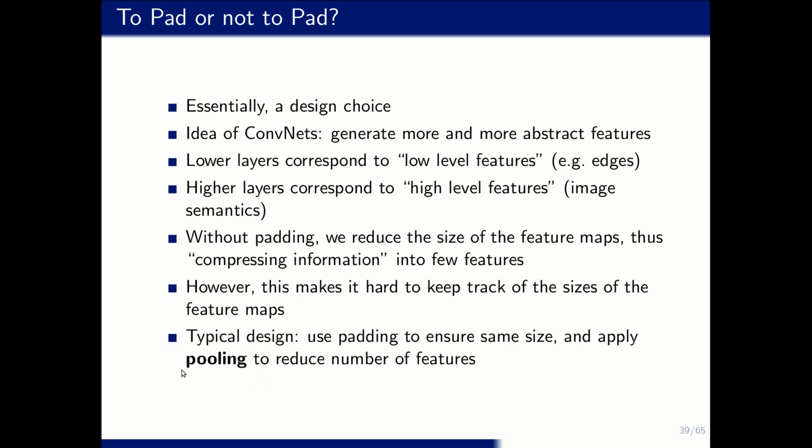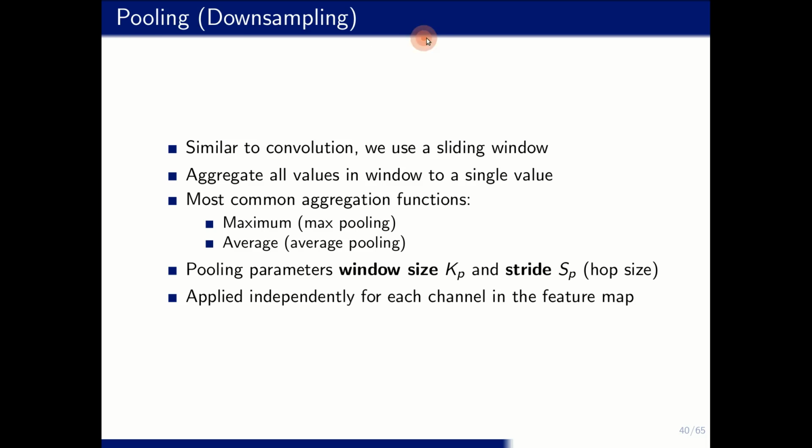So downsampling, or pooling, reduces the number of features. Pooling, or downsampling, downsamples our spatial feature maps. In principle, this works pretty similarly to convolution. So we also have a sliding window sliding over our feature maps.